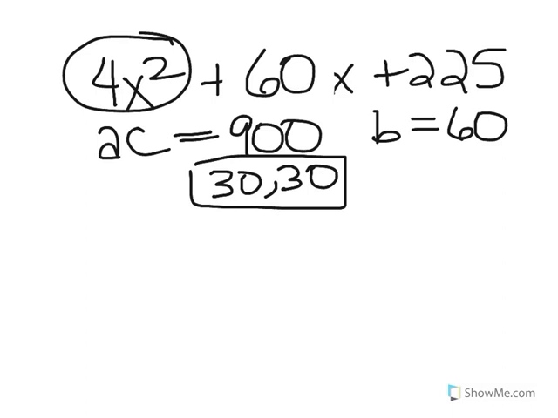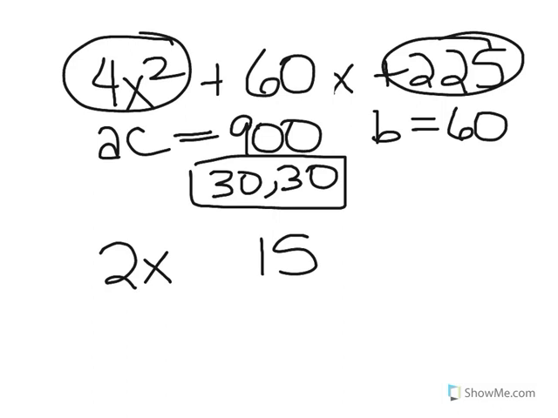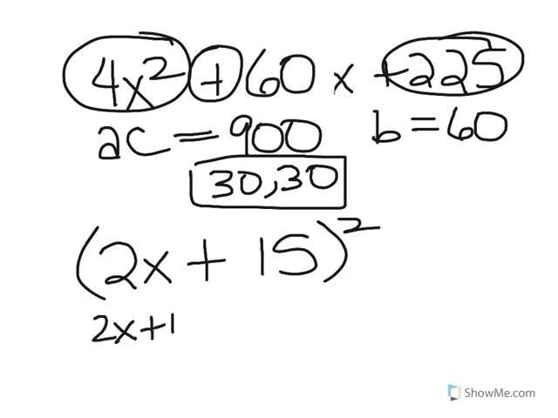To get 4x squared, we squared 2x. To get 225, we squared 15. This sign is positive. The expression factors to 2x plus 15 squared. A lot of times students ask me, how are we going to get the middle term out of that? Well, it's not that hard. Do the FOIL method really quickly. 2x plus 15 times 2x plus 15. Let's see if we still get that 60 in the middle.